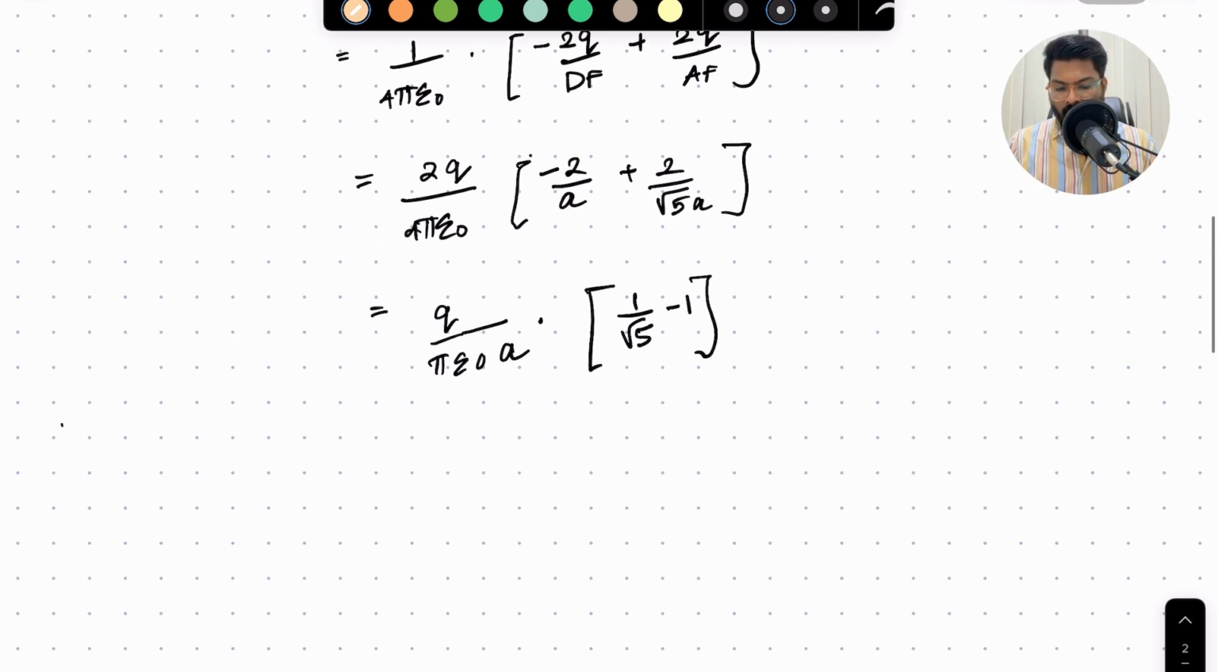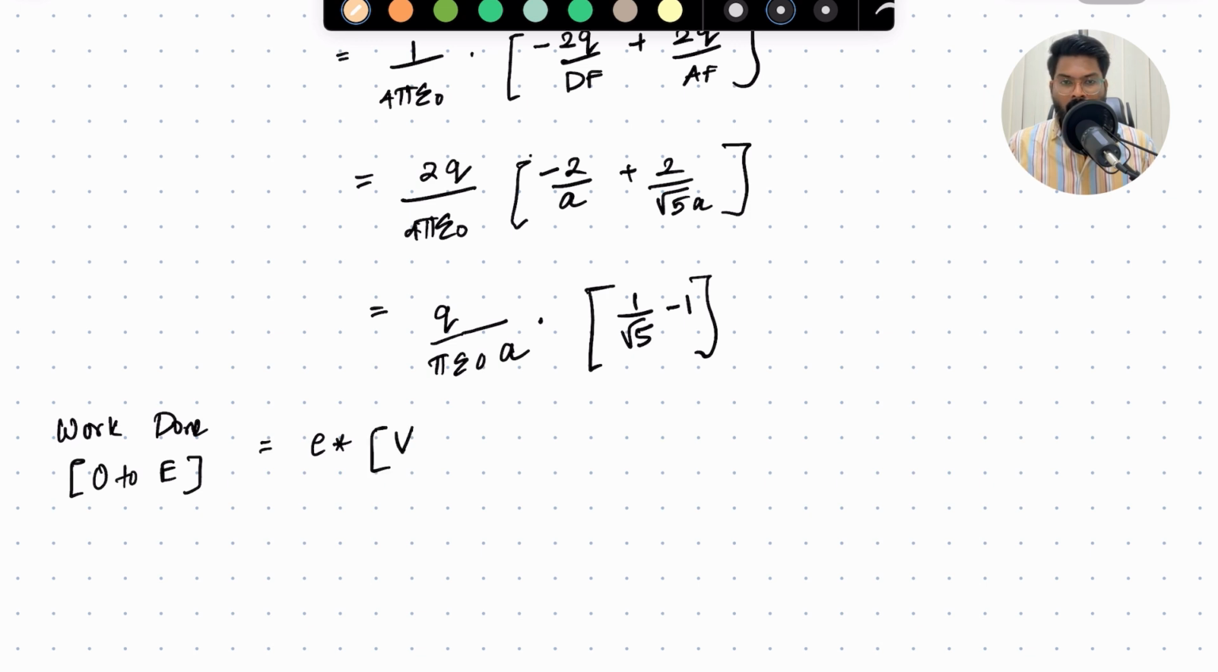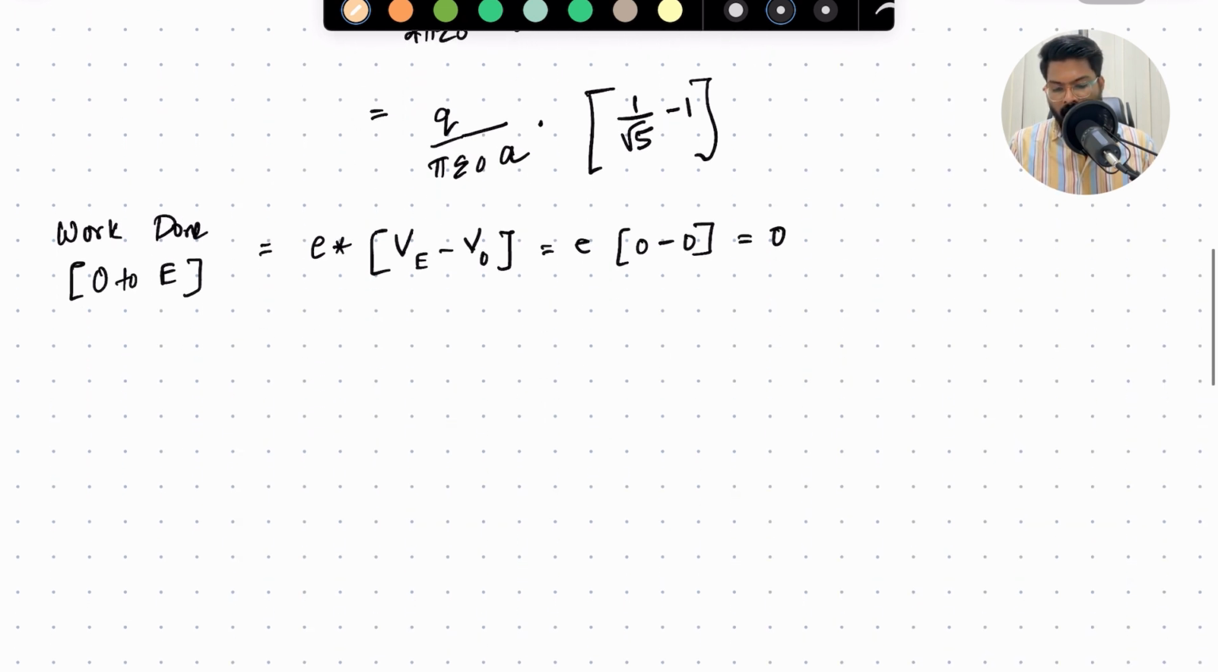Now work done to move the charge from O to E is given by the charge into the potential at E minus potential at O, equals E into 0 minus 0, because E and O both have 0 potential, so it is 0.